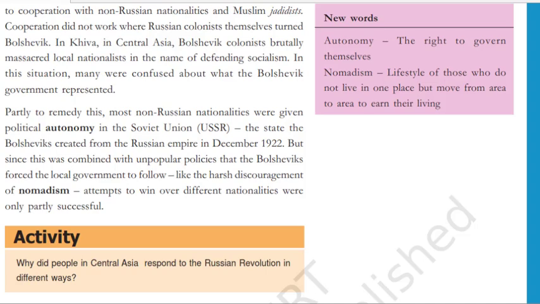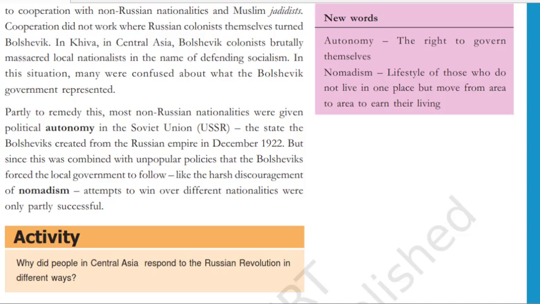In this situation, many were confused about what the Bolshevik government represented. New words. Autonomy, the right to govern themselves. Nomadism, lifestyle of those who do not live in one place but move from area to area to earn their living. Activity. Why did people in Central Asia respond to the Russian Revolution in different ways?